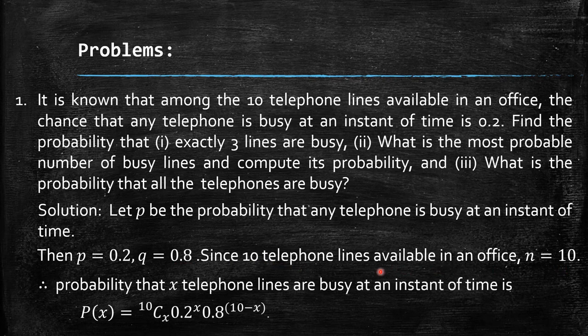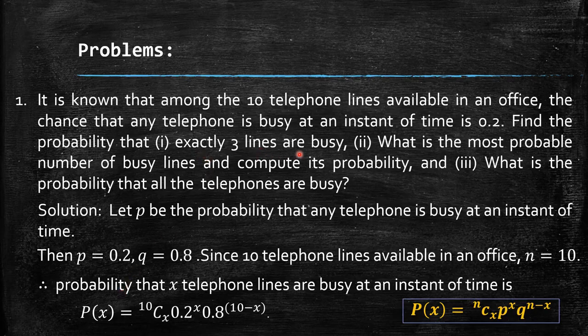So I can build the probability that x telephone lines are busy at an instant of time, p of x equal to 10Cx 0.2 power x into 0.8 power 10 minus x, because p of x is nCx p power x q power n minus x. Now I can go for solving each probability by substituting the values of x.